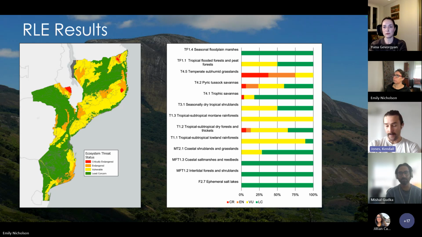And like the other countries that Emily presented on, you can see that the impacts are really not homogenous. They're restricted to some ecosystems which are really impacted, like subhumid grasslands and tussock savannas, and then other ecosystems like salt marshes and intertidal forests are doing a lot better.